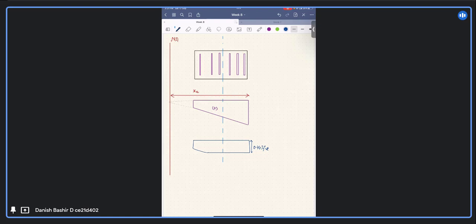Our resultant compressive force will be acting somewhere here. No, it will be a little bit toward the other side, like this. So the resultant compressive force CC due to the concrete section will be here, at some distance from the most compressed fiber, X bar.